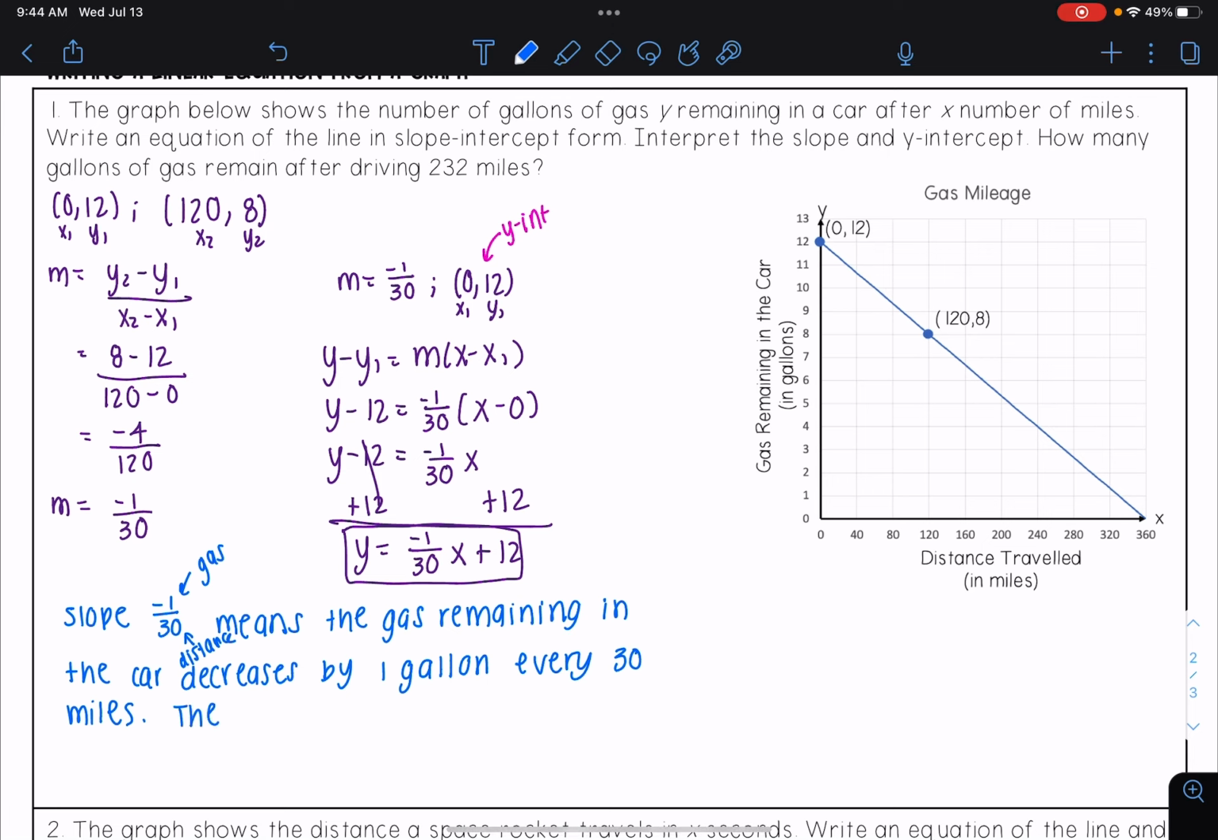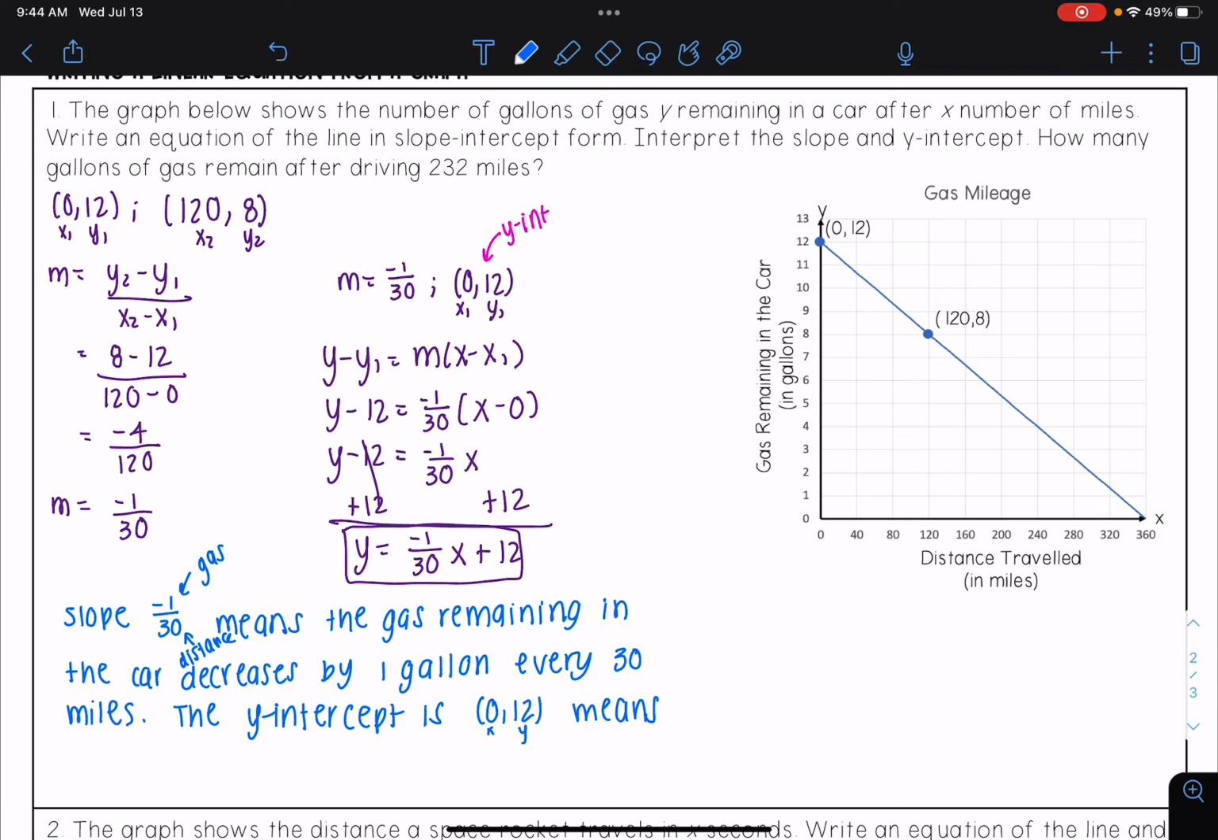Then it says to interpret the y-intercept, and the y-intercept here is 12, or I can write it as (0, 12). Remember, 0 is your x, 12 is your y. So 0 for x means you haven't traveled anywhere. Y stands for the gas remaining in the car. So that means before you travel anywhere and you have a full tank of gas, it's 12 gallons.